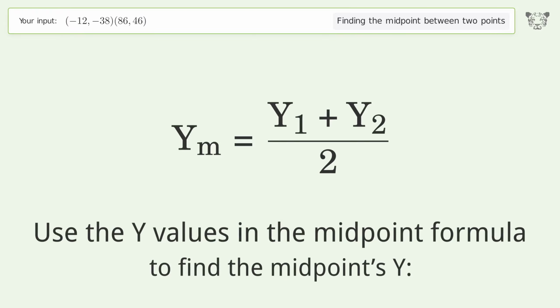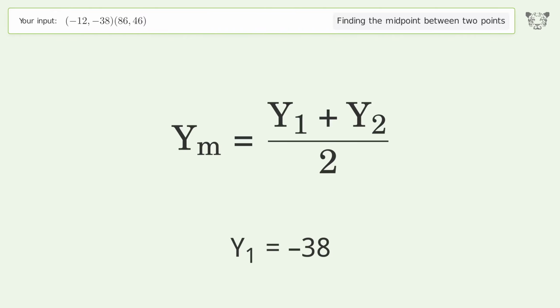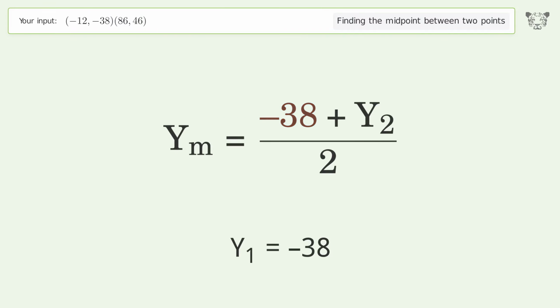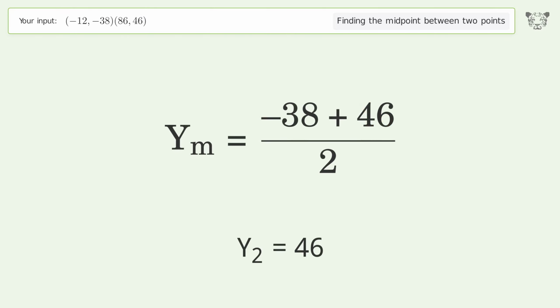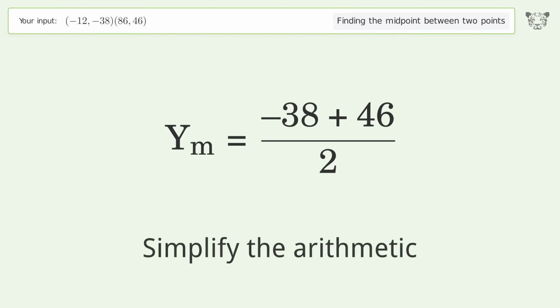Use the y values in the midpoint formula to find the midpoint's y. y1 equals -38. y2 equals 46. Simplify the arithmetic.